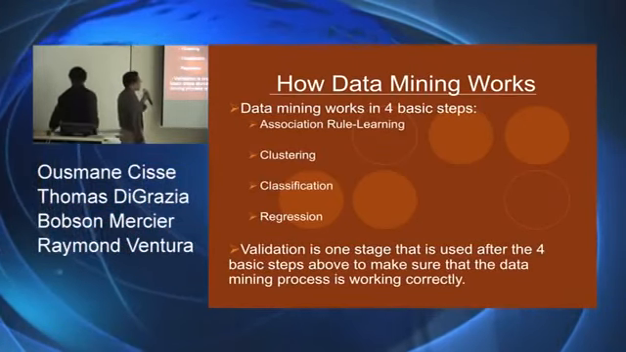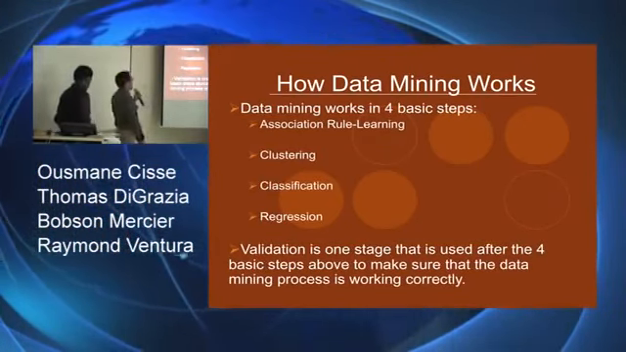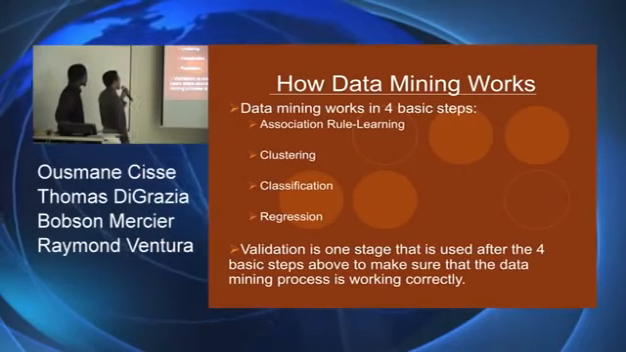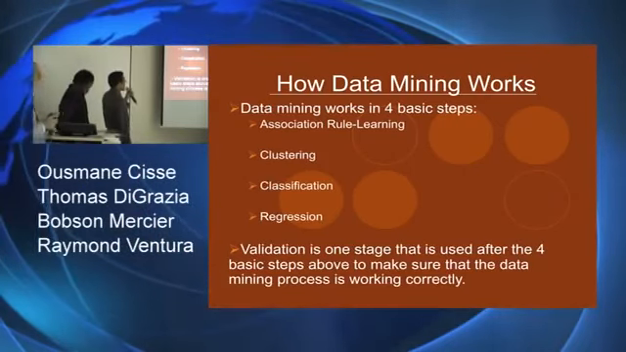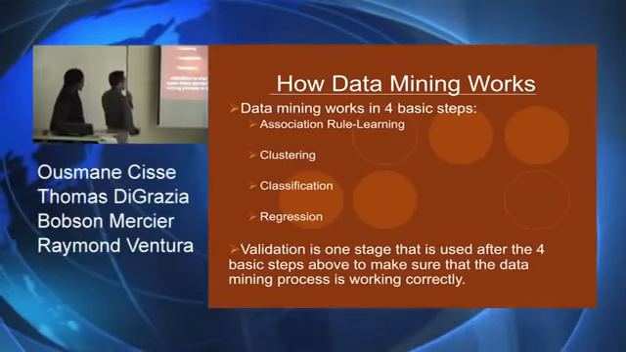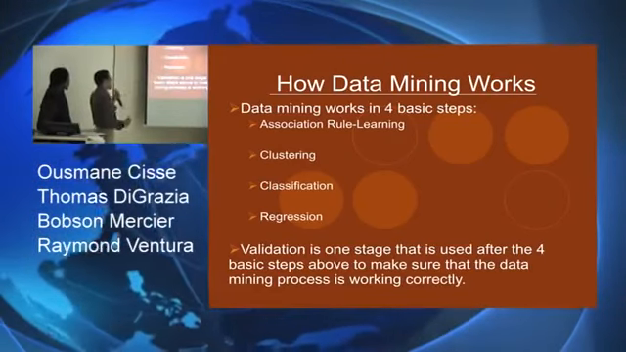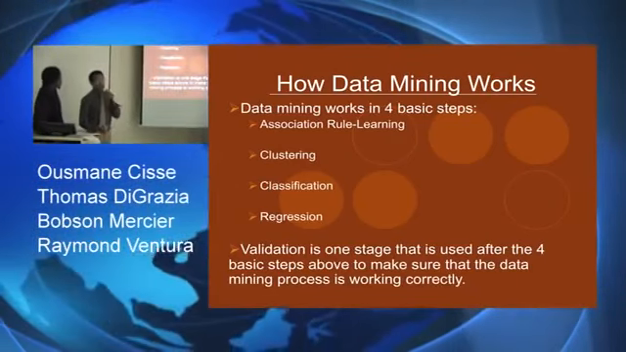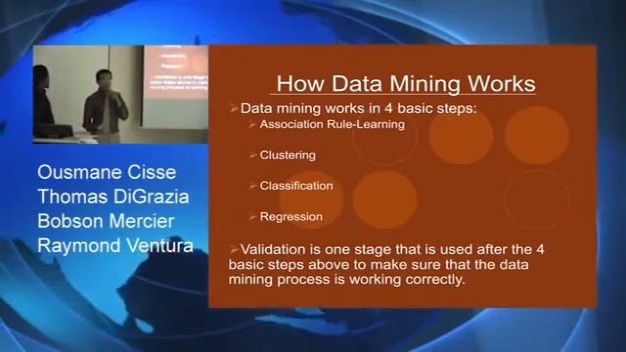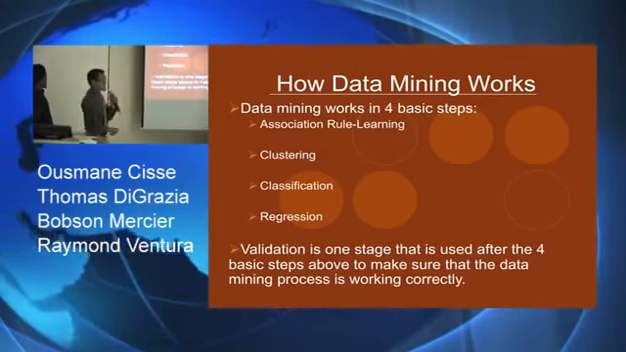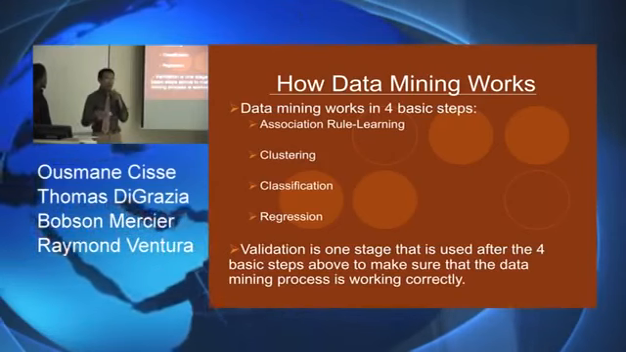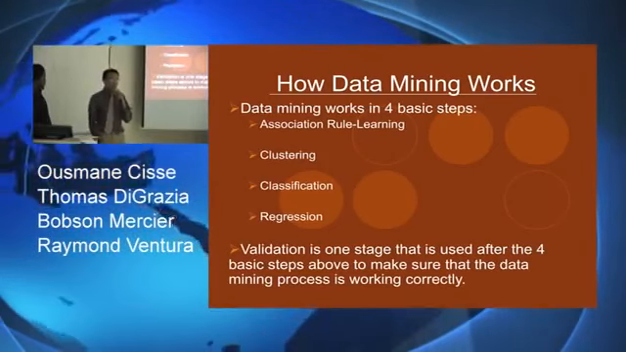So there's 4 basic steps to data mining, and they are association rule learning, clustering, classification, and regression. And then after those 4 basic steps, there's one more stage, which is called validation. And validation is basically you trying to make sure that all your 4 steps are working properly, and that your data mining is actually giving you the results that you want.